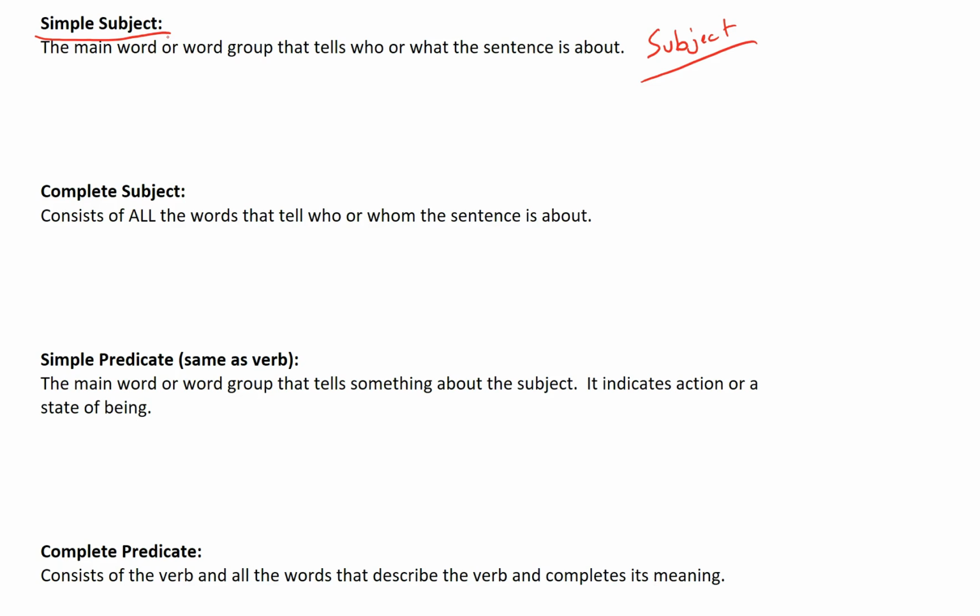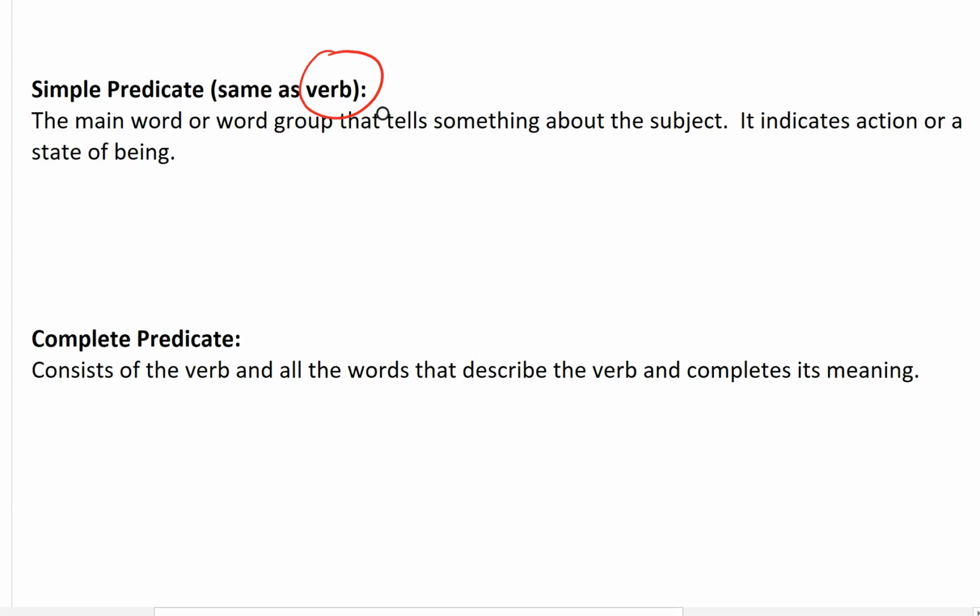Complete subject is longer. It consists of all the words that tell who or whom the subject is about. The simple predicate is another term I didn't get to, but a simple predicate is the exact same as what we just called a verb. It's the main word or word group that tells something about the subject. It indicates action or a state of being. The complete predicate consists of the verb and all the words that describe the verb and complete its meaning. So again, all the words.